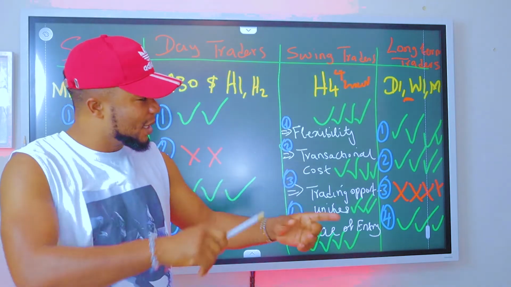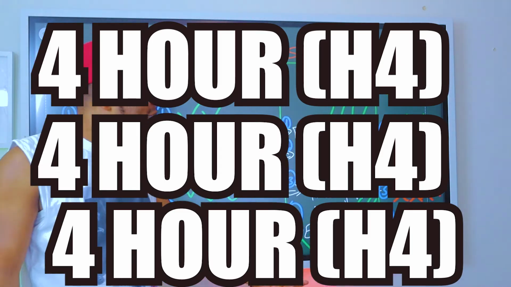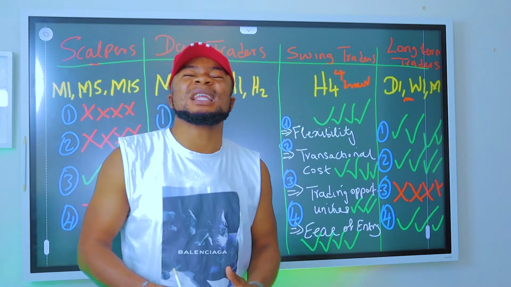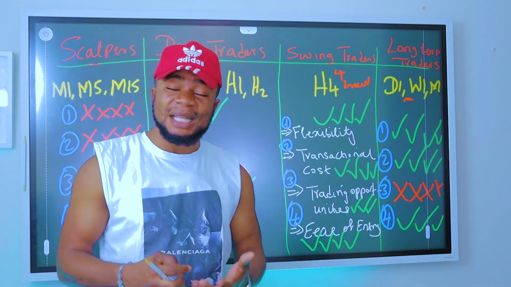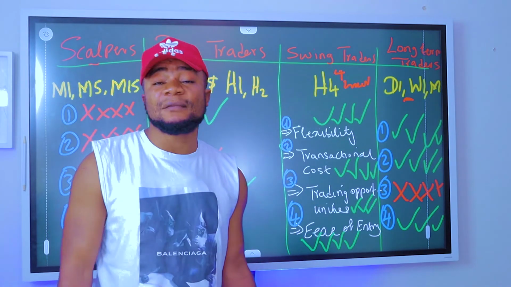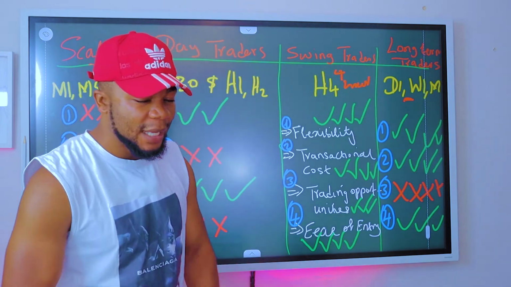So the best time frame is the 4 hour time frame. Simple. The 4 hour time frame is the best. Even I myself, even though I'm already a professional, I'm already a profitable Forex trader, I make money consistently in the market. But most of the time, the time frame I still use is the 4 hour time frame.